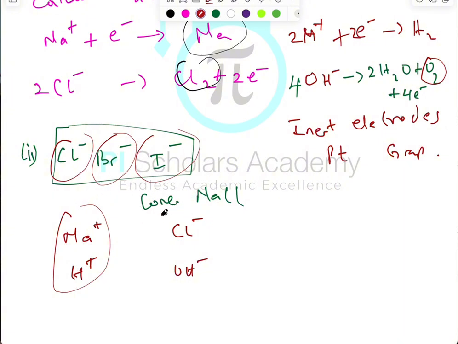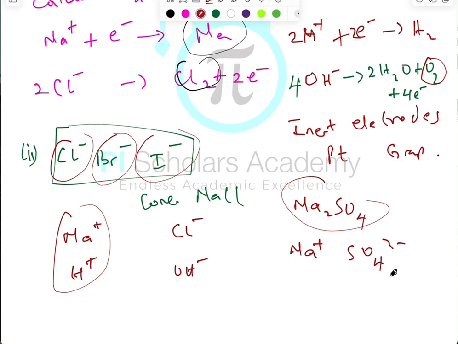Take note of that. If it is none of these, if it is oxyanions, like for instance Na2SO4, so you have Na plus and SO4 2 minus, even if it is concentrated, it does not matter. It will still go through the normal process. You check your activity series and see which one is below, and that will be preferentially discharged. But in the case of concentrated NaCl, Cl minus will be the one to be discharged.